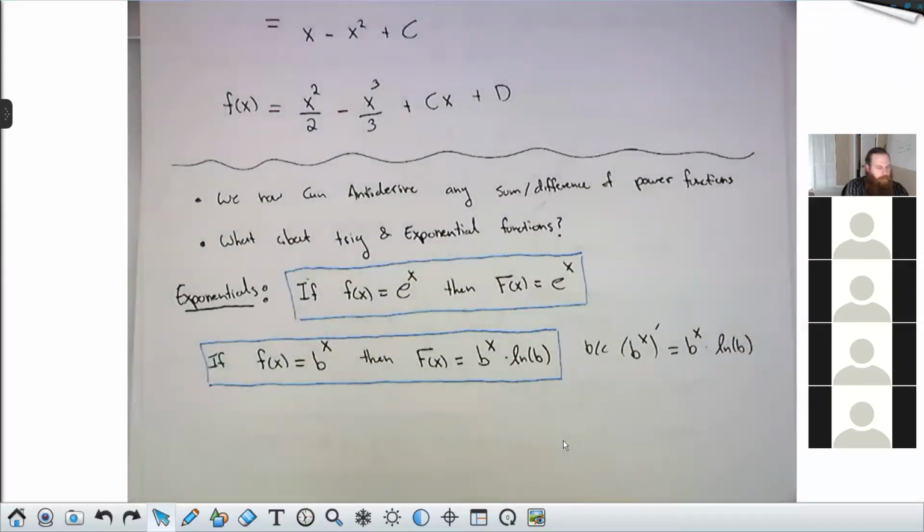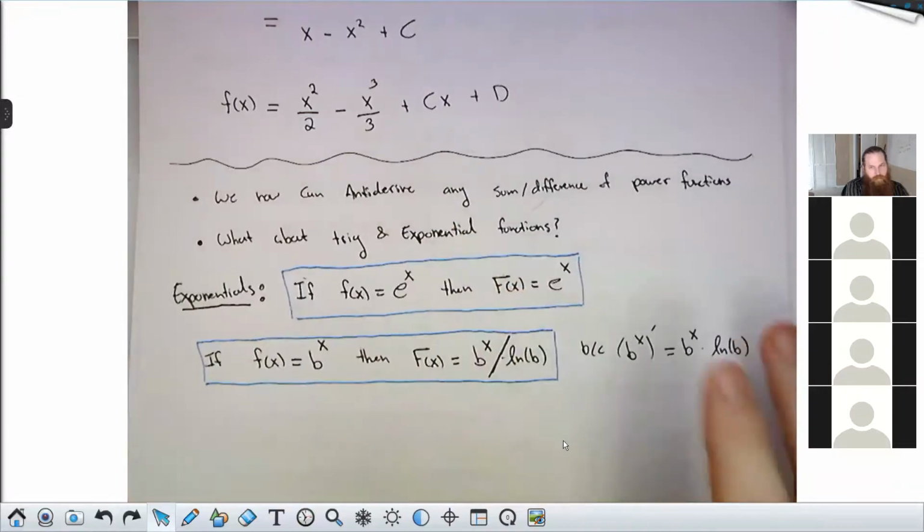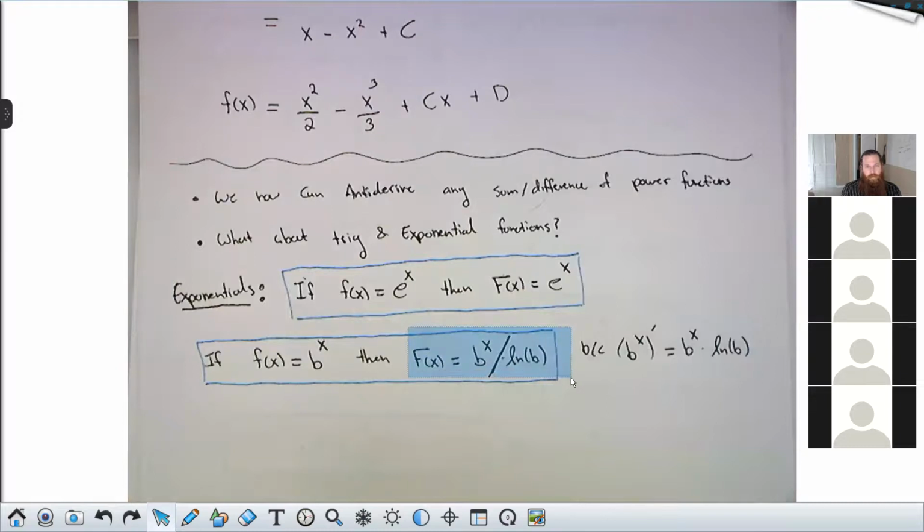Oh, I messed up. Divide by this. Divide by this. Sorry. The forward derivative of b to the x is b to the x times the natural log of b. So the antiderivative of b to the x is b to the x divided by the natural log of b. I'm so sorry. Talking and writing.